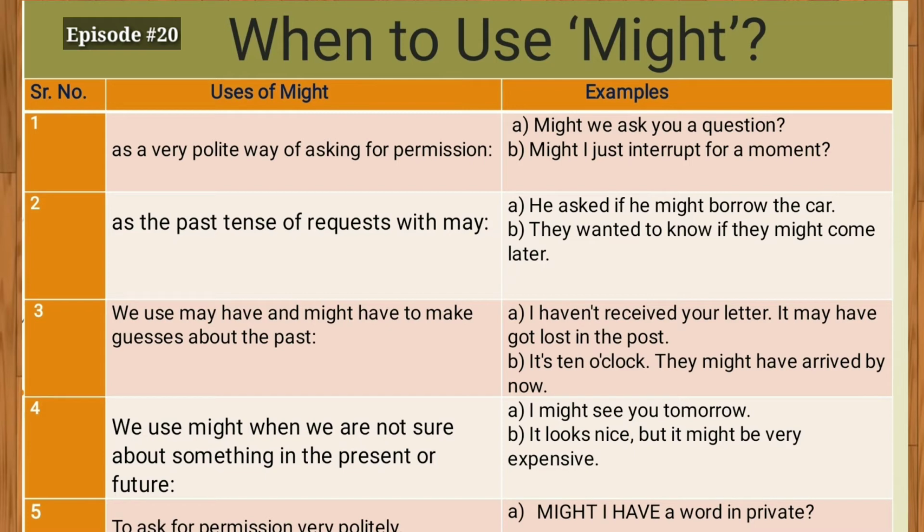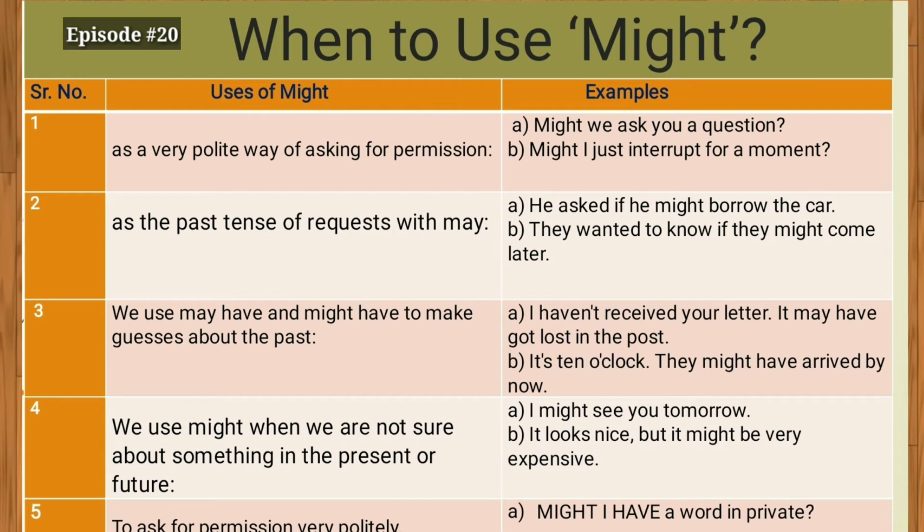Next, we use might when we are not sure about something in the present or future. For example, I might see you tomorrow. It looks nice, but it might be very expensive. Okay, so now let's move on to the next use and example.